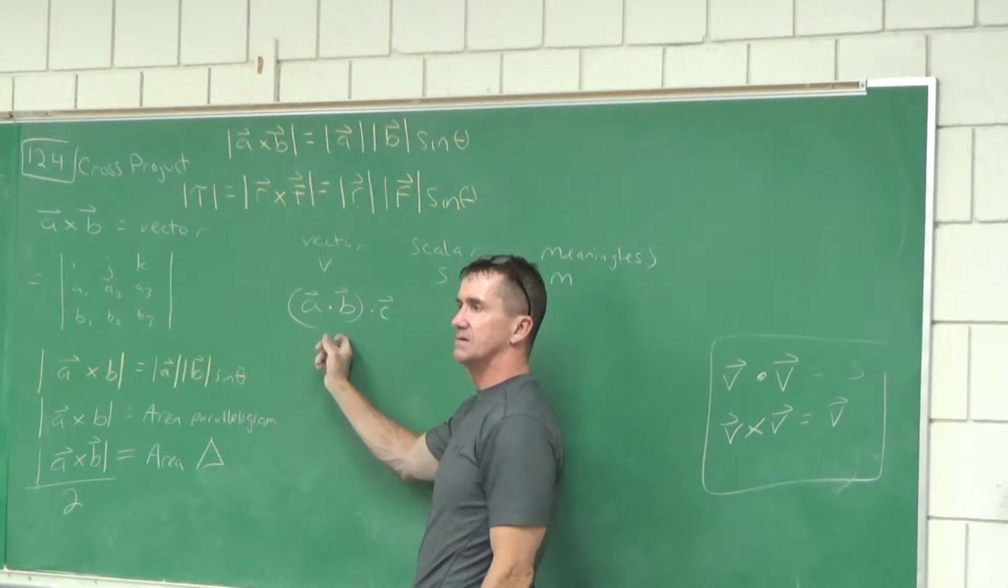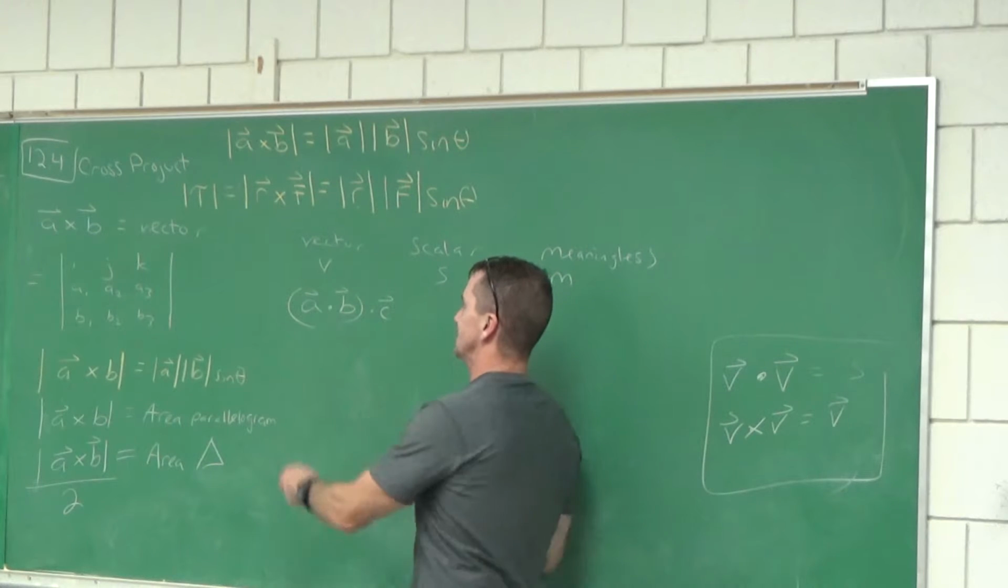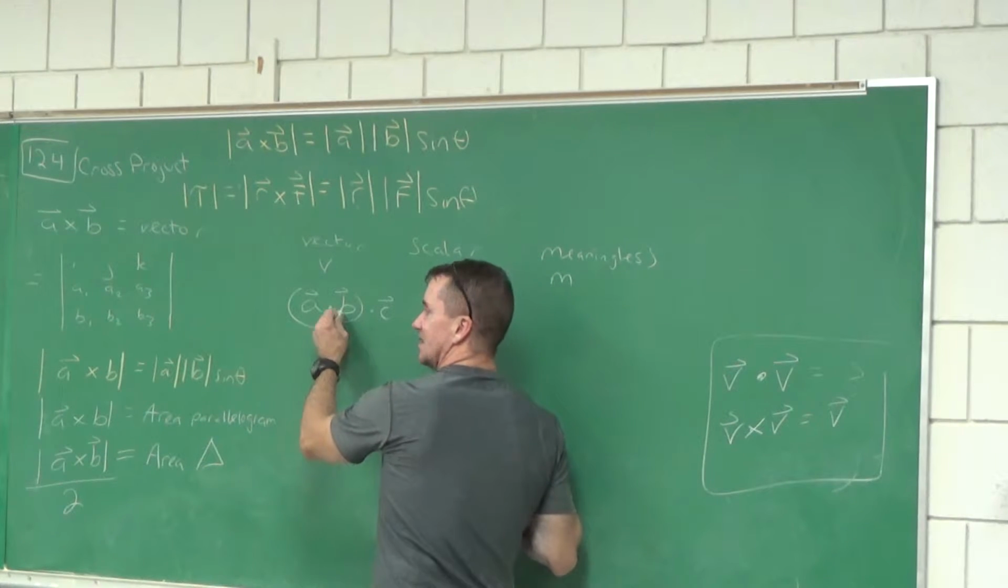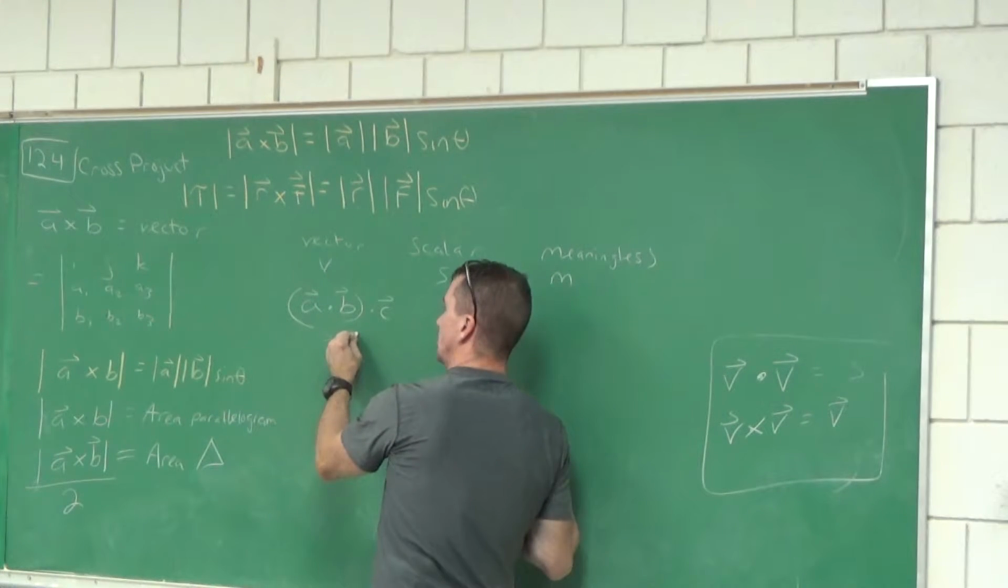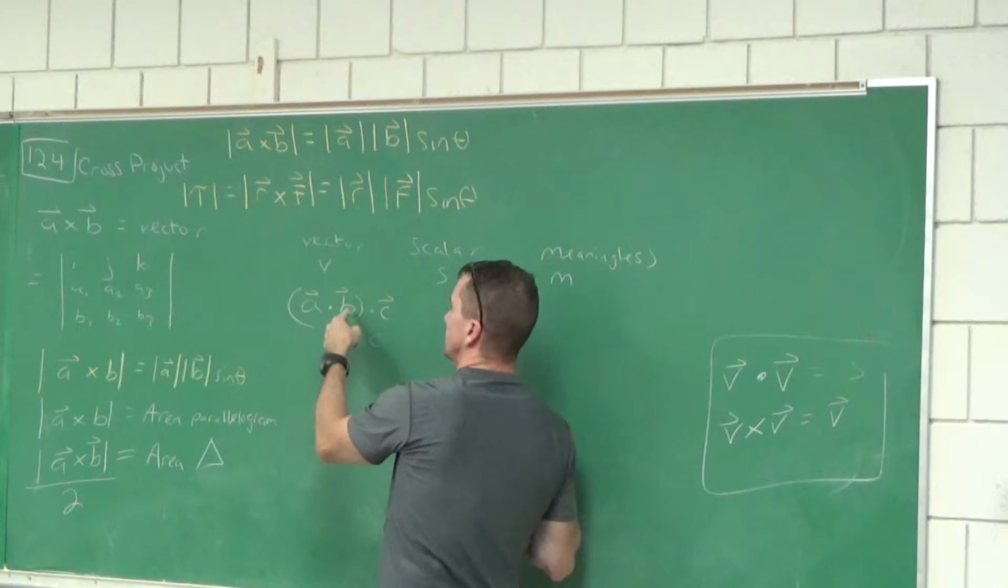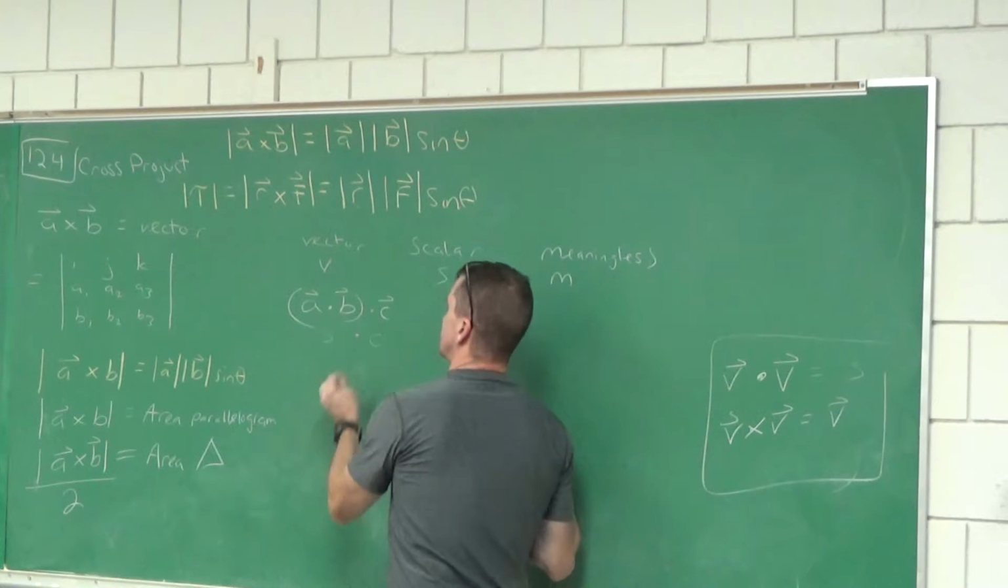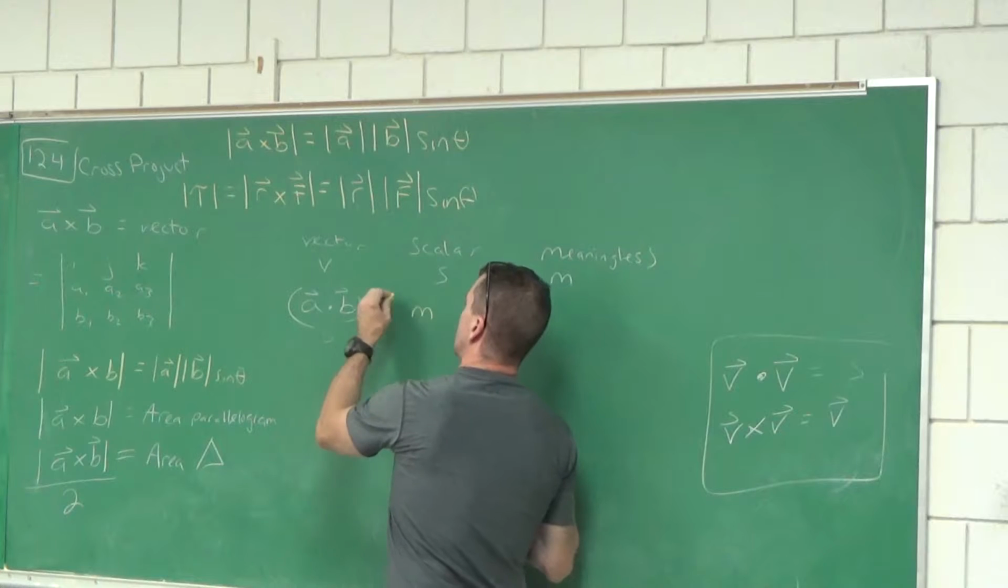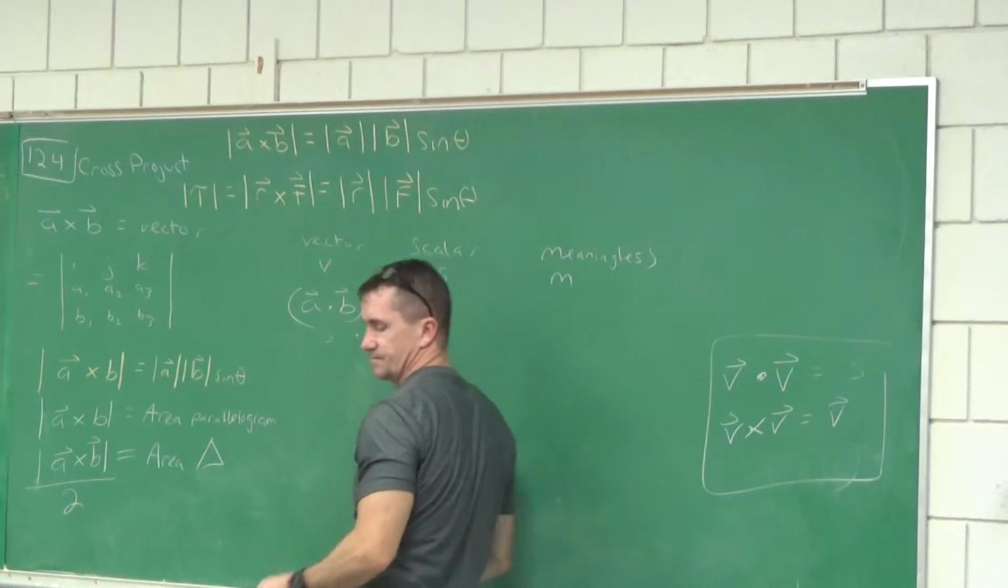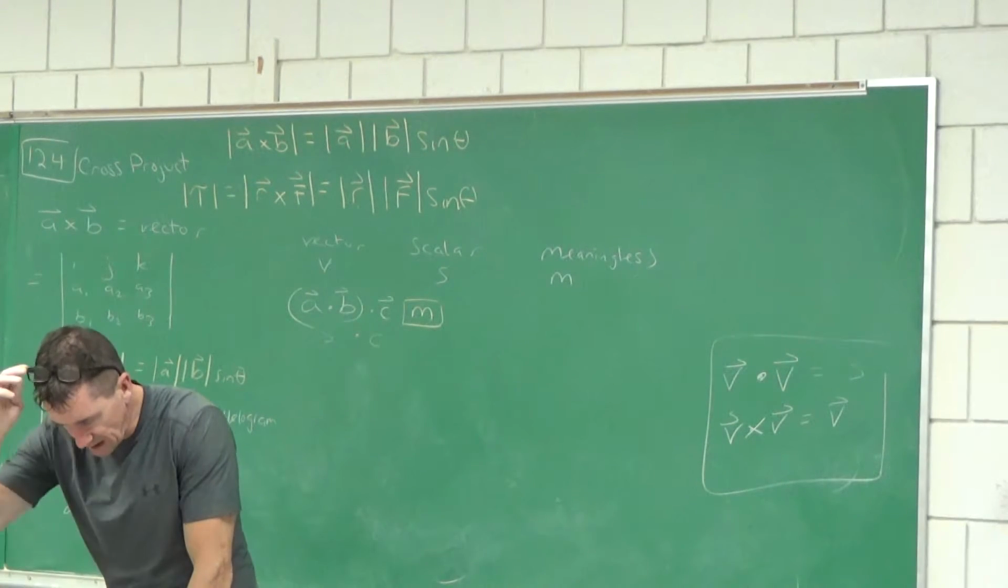So what do y'all think here? Scalar. Yes, because what is this right here? That's a scalar. Can you have a scalar with a dot next to it? So what is this? This is totally what? Meaningless, right? Cool. Let me give you another one.